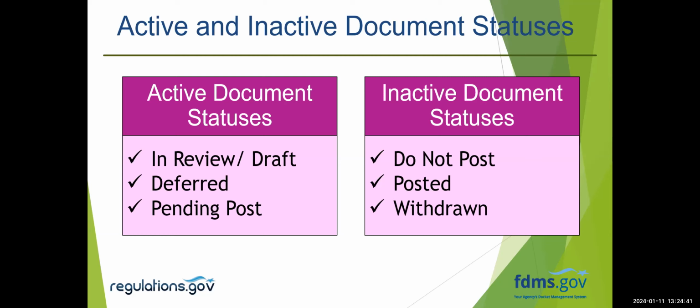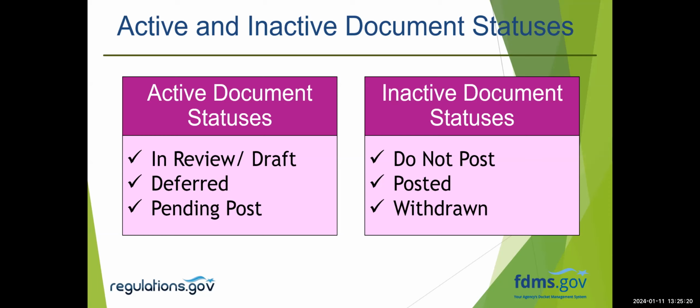But the way that you can distinguish between an active status and an inactive status, besides just memorizing the list, is that you can ask yourself the question, will this status, or can this status eventually lead to being posted on regulations.gov? Not will it, but can it? If it can eventually lead to being posted on regulations.gov, then it is an active status. If it's not going to lead to being possibly posted on regulations.gov, then it is not active.